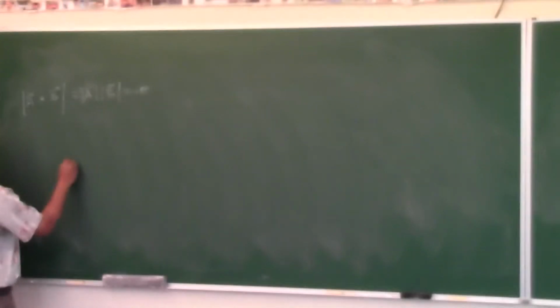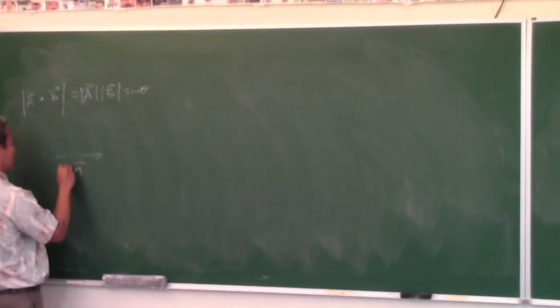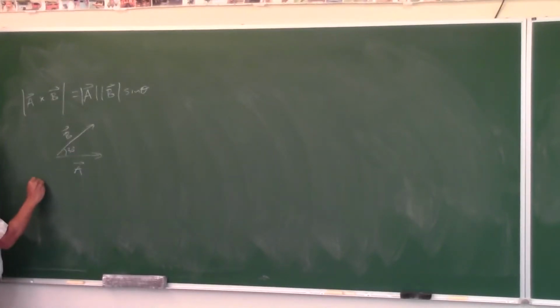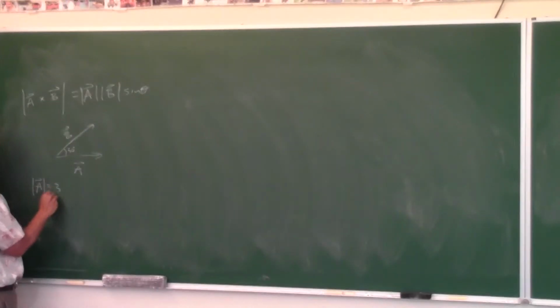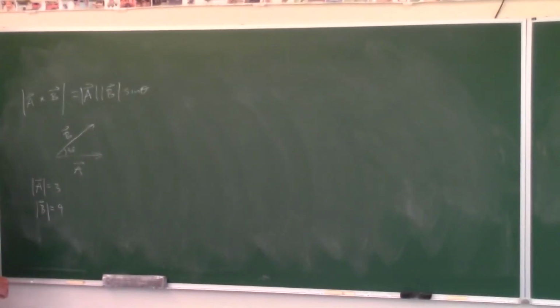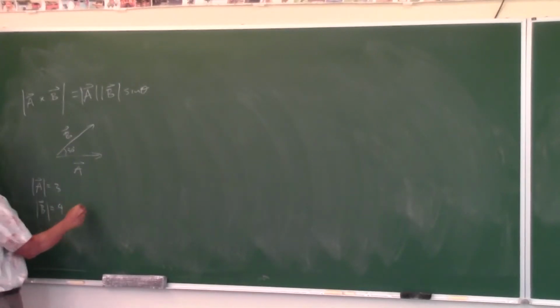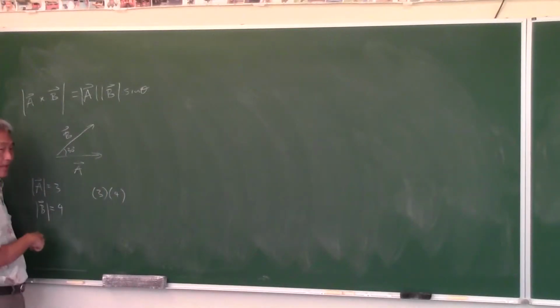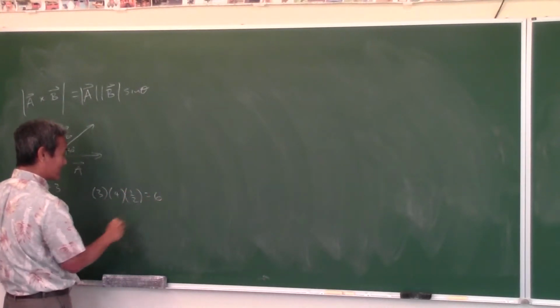Okay, example. Let's say vector A looks like this, and vector B looks like this. Let's say the angle between them is 30 degrees, the length of vector A is 3, and the length of vector B is 4. What would be the length of the cross product? Well, it's the length of the first vector times the length of the second vector times the sine of that angle, which is 1/2. So you get 6.